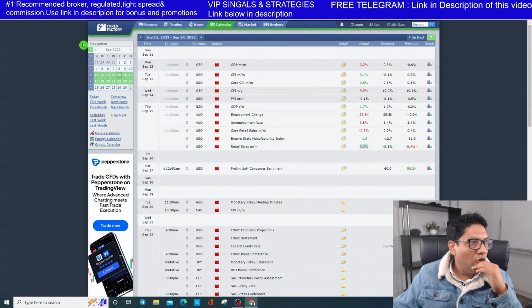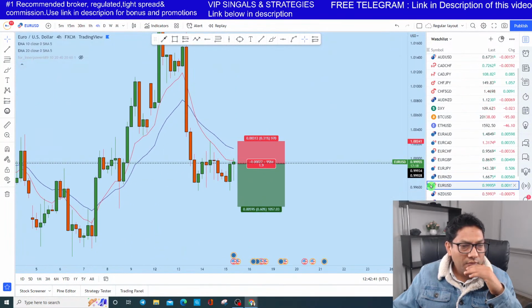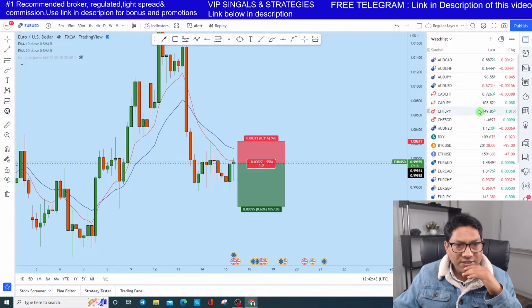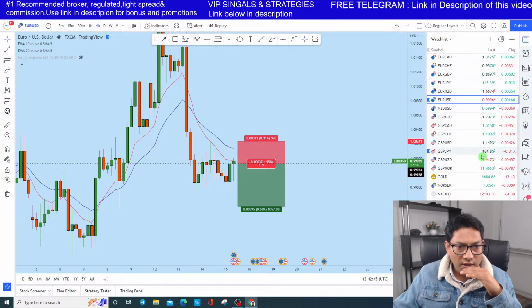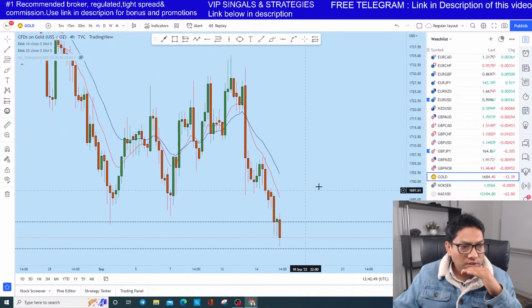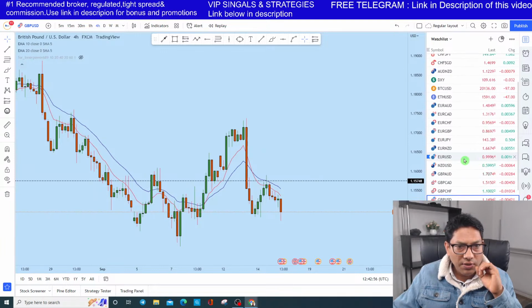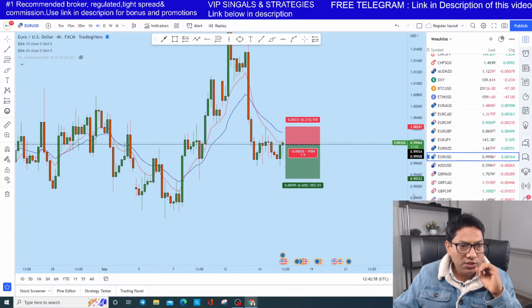Okay, so overall the news is favorable to the dollar. So now let's see what's happening on the pairs. Now we see that gold was dropping, British pound, US dollar. Now the dollar gets a little bit weaker in the meantime. Let's see on euro dollar.